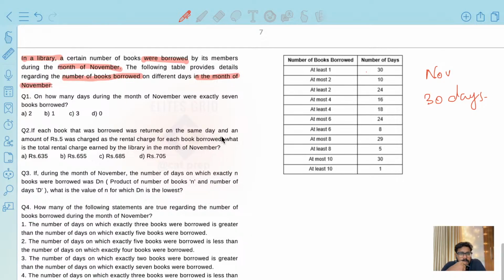On how many days during the month of November were exactly 7 books borrowed? If each book at least, at most. There is no other option.